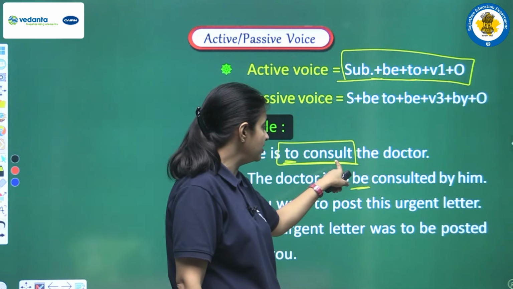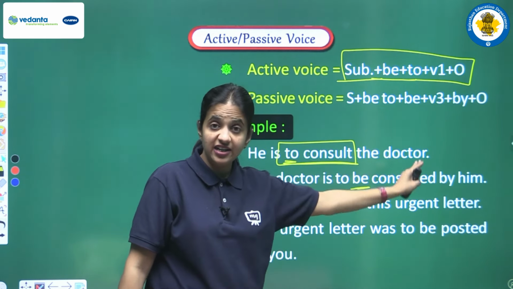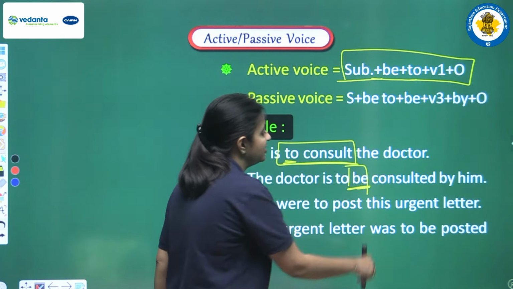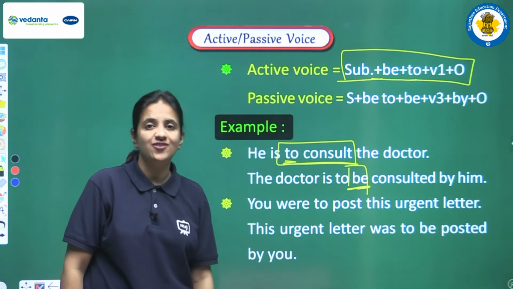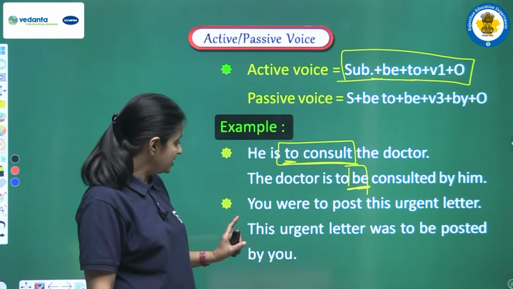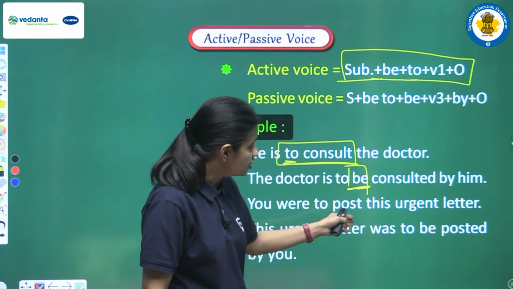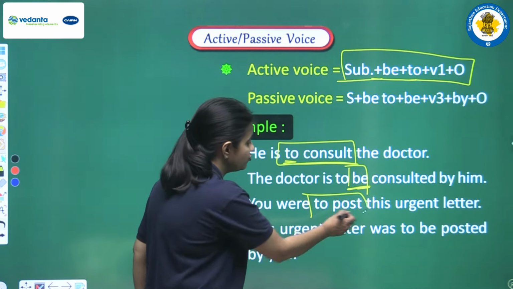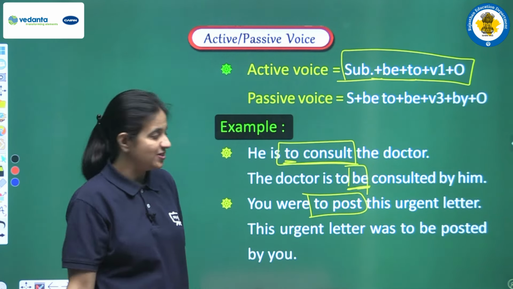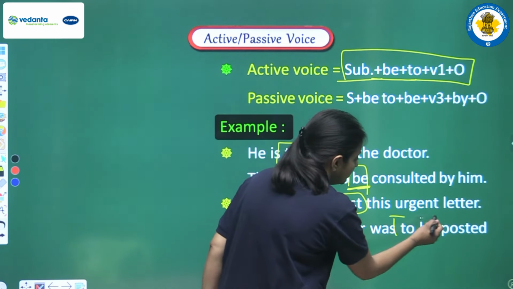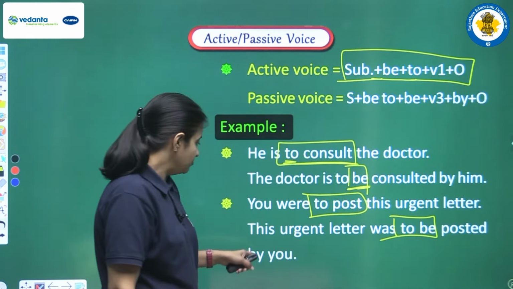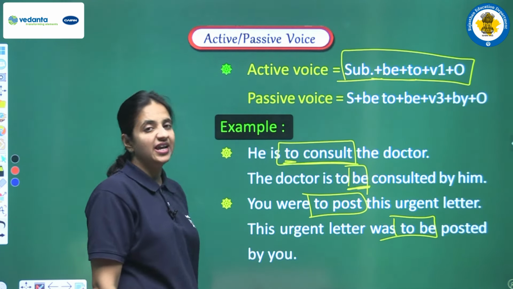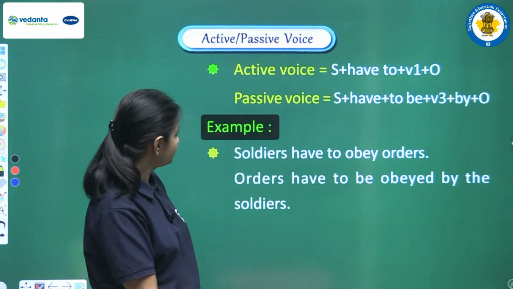Okay, हम third form कर रहे हैं. Consult को हमने consulted कर दिया, third form हमने कर दी और हमने to के साथ में be add करा है. This is the change that we have to do. One more example, you were to post this urgent letter. Again we are having to plus first form in the active voice. So in the passive voice we have to write to plus be. Okay, so passive voice will be this urgent letter was to be posted by you.